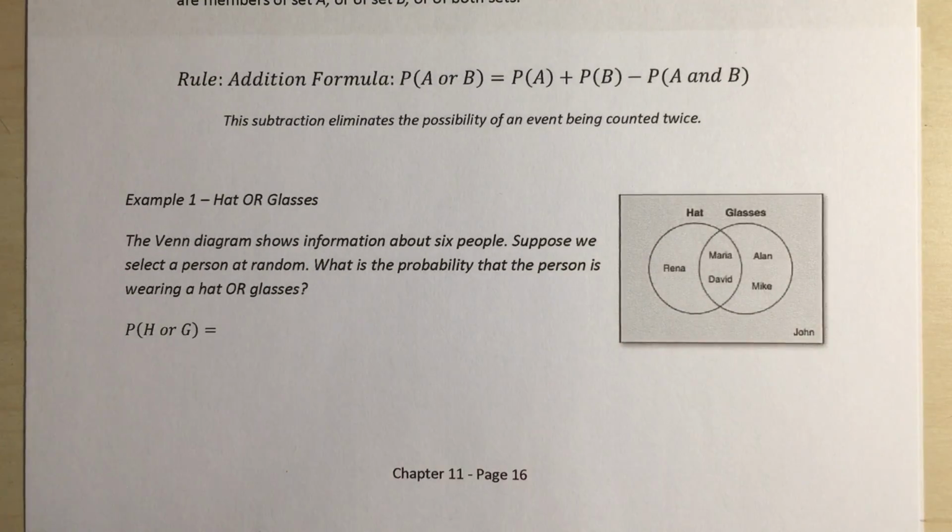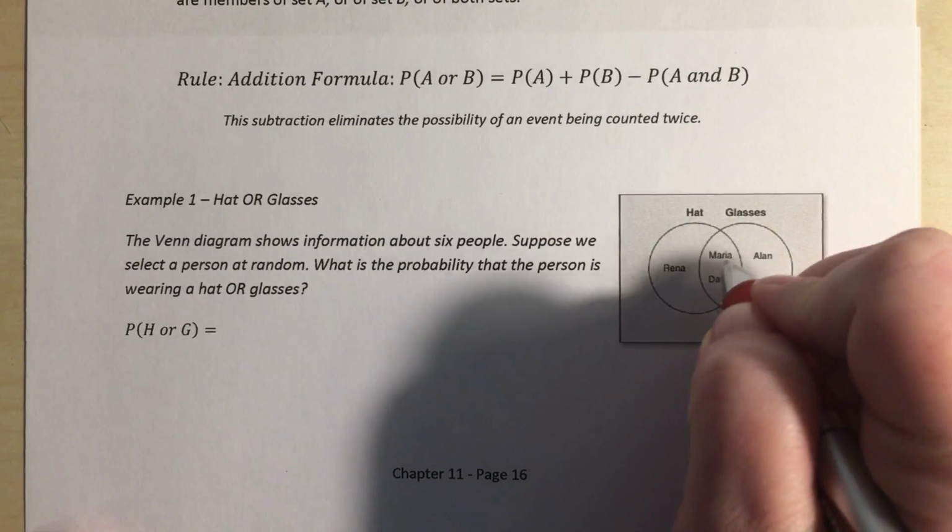All right, so let's look at our first example. This Venn diagram shows information about 6 people. Suppose we select a person at random. What is the probability that the person is wearing a hat or glasses? Looking at this picture, that means hat or glasses.